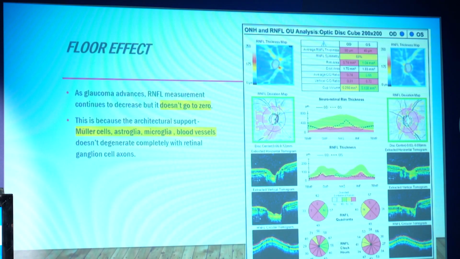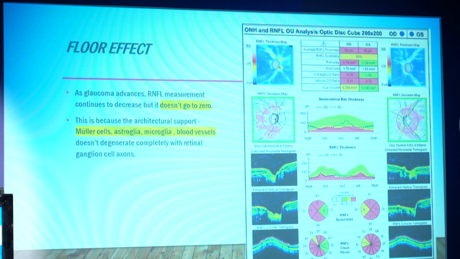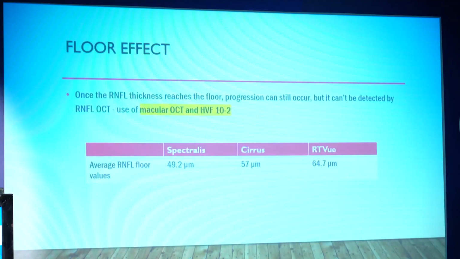We should keep in mind the floor effect, which means that the RNFL never goes to zero. That is happening because of Muller cells, astroglia, microglia, and the blood vessels, which do not degenerate completely. Hence, we can see that all the areas over here are red marked, but none of the values are going lower than 40. So the floor effect is also shown over here in the various machines, and progression can still occur, but we cannot depend on this. We have to go for a macular OCT or HFA 10-2.